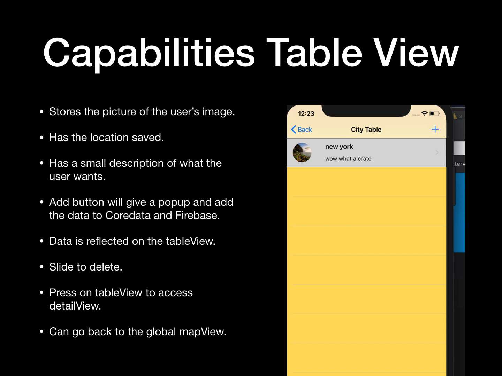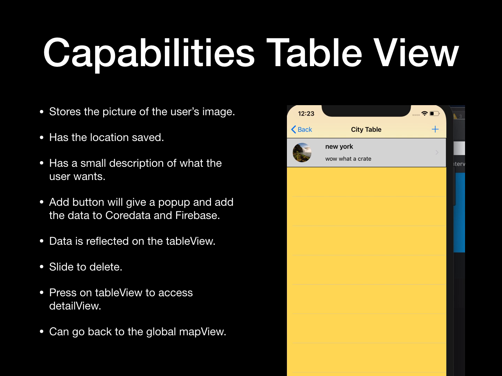And the capabilities of the table view is you're able to, like I said before, add on the top right hand side a plus button, which will allow for the photo picker pop-up to appear. And you're able to select your image and type in the city address or whatever address you want to add, as well as a small description. So for example, the address could be New York, and the small description could be, wow, what a crate, as I added here.